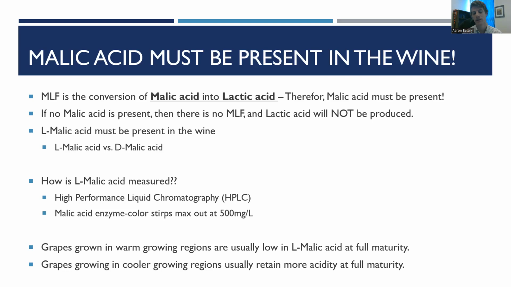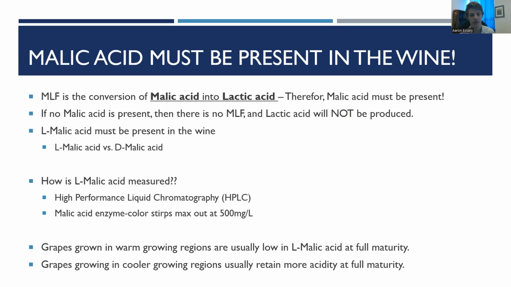Malic acid has to be present in the wine. Specifically L-malic acid. L-malic acid is the organic acid. I believe D is synthetic, but that's just here or there. Just know you need L. Anyway, so you're thinking, how do I measure malic acid though? How do I know my grapes have malic acid?